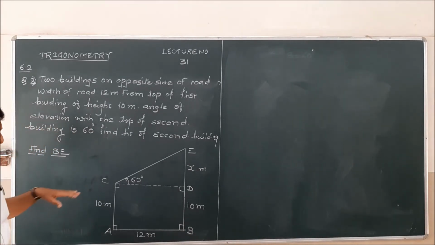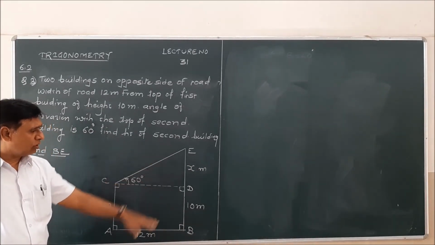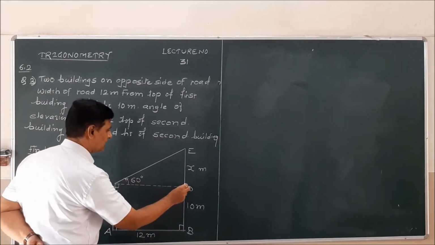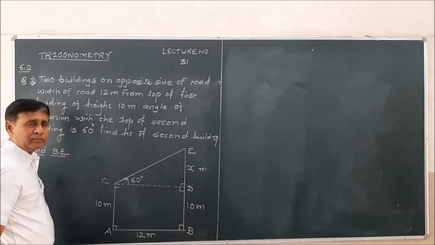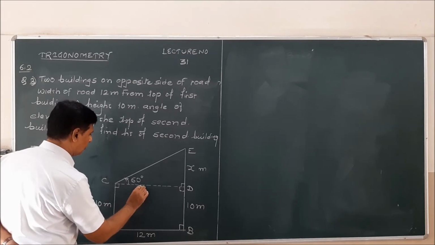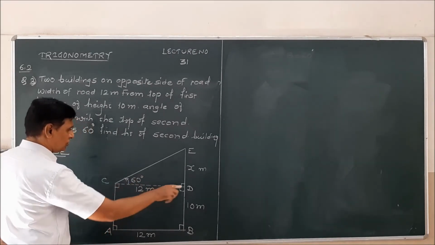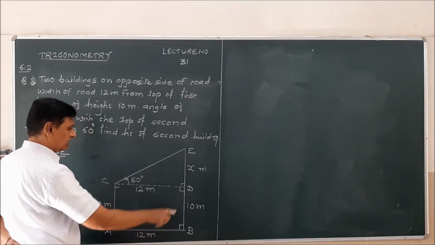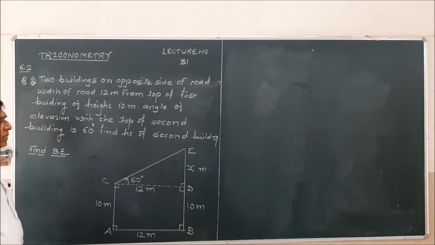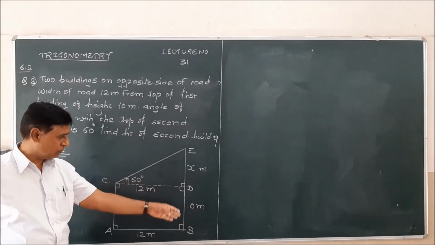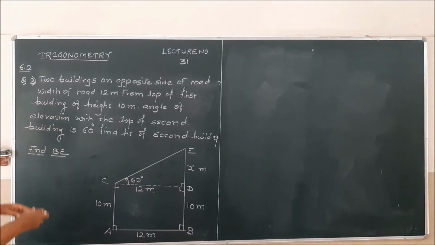Because if I drop a perpendicular on BE, naturally quadrilateral CABD becomes a rectangle, and therefore its opposite sides are congruent. So CD is 12 meter, AB is 12 meter, AC is 10 meter, DB is 10 meter. We have to find out BE. So we have to find out the value of X.